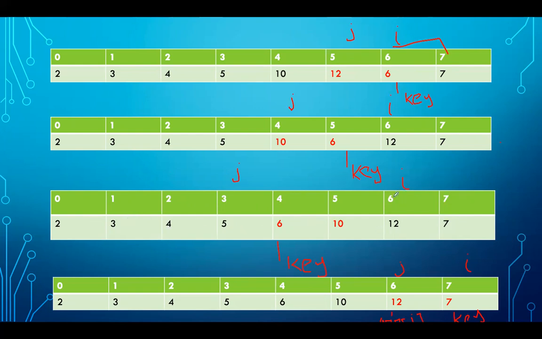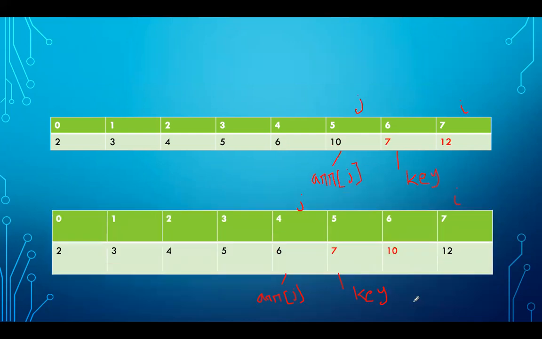Okay, so i will be incremented now. So what will be the i? This is the i part and the whole remaining part will be j. So 7, the key value, will be compared with all the elements. 7 will be compared with 12. 7 is less than 12, so what will happen? 7 and 12 will be exchanged. Then 7 is compared with 10.